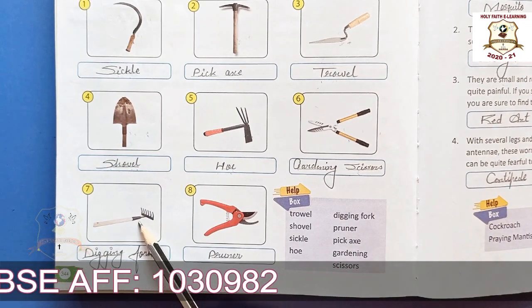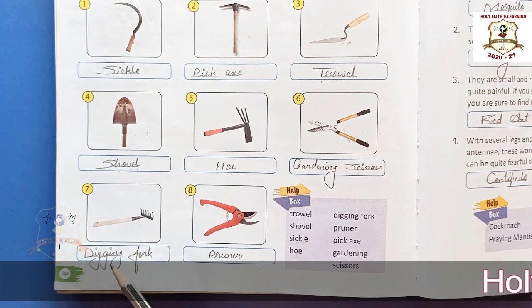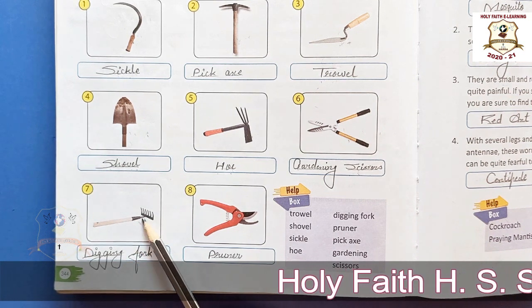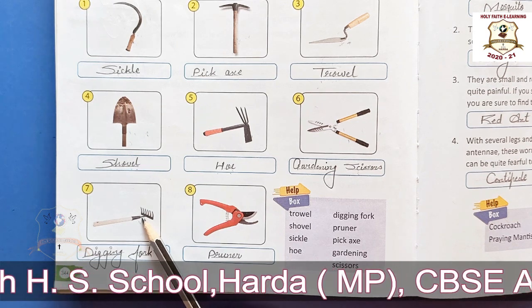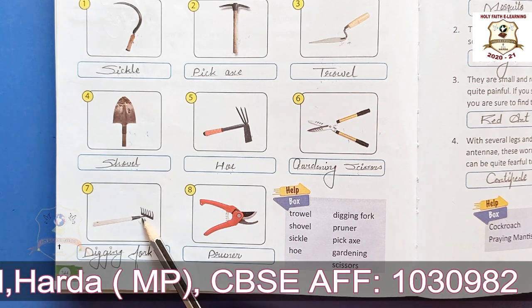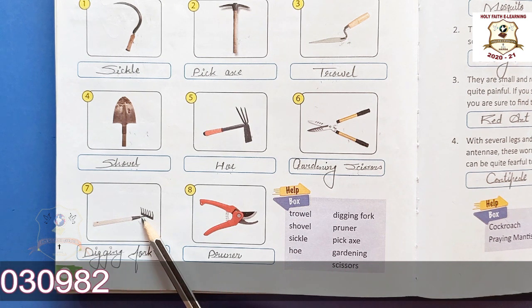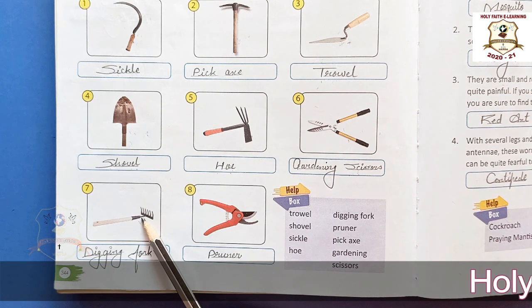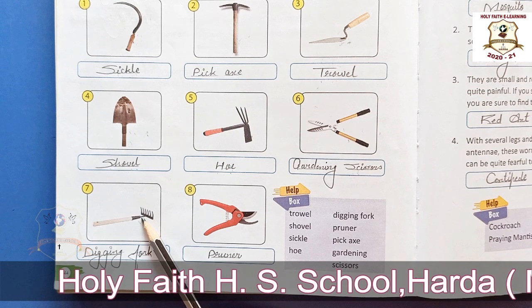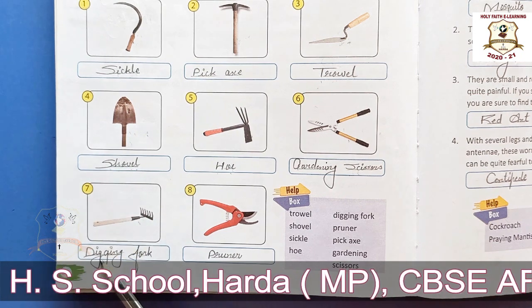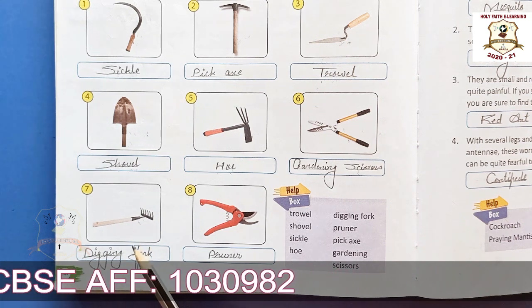Now, next one. Which tool is this? This is digging fork. And it is used for loosening and lifting, turning over soil in gardening and farming. ओके इसका यूज कहाँ किया जाता है? सॉइल को लूजनिंग के लिए, लिफ्टिंग के लिए एंड टर्निंग ओवर के लिए. And what is the spelling of digging fork? D-I-G-G-I-N-G, digging. F-O-R-K, fork.